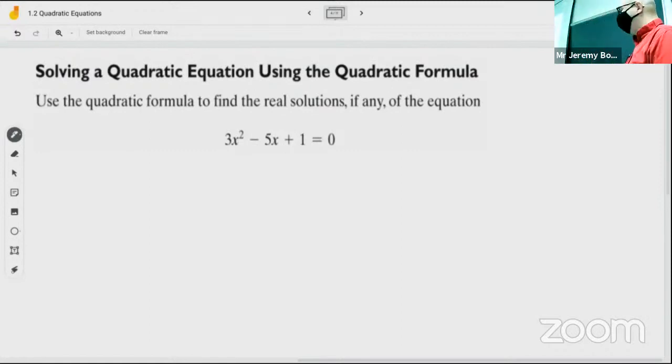If you can't factor it, you can use the quadratic formula. If you could have factored it, you could still use the quadratic formula. It just takes a little bit more time. Even if you could have done the square root method, you could still use the quadratic formula. It'll get you there.